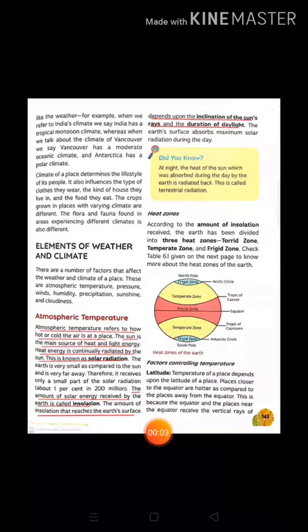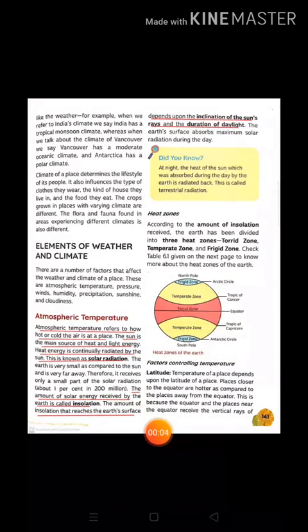Now let's understand about atmospheric temperature. Students, if I ask you to define temperature, then you can say that the degree of hotness and coldness is known as temperature. Similarly, atmospheric temperature refers to how hot or cold the air is at a place. As we know, the sun is the main source of heat and light energy, and the heat energy radiated or emitted by the sun is known as solar radiation.